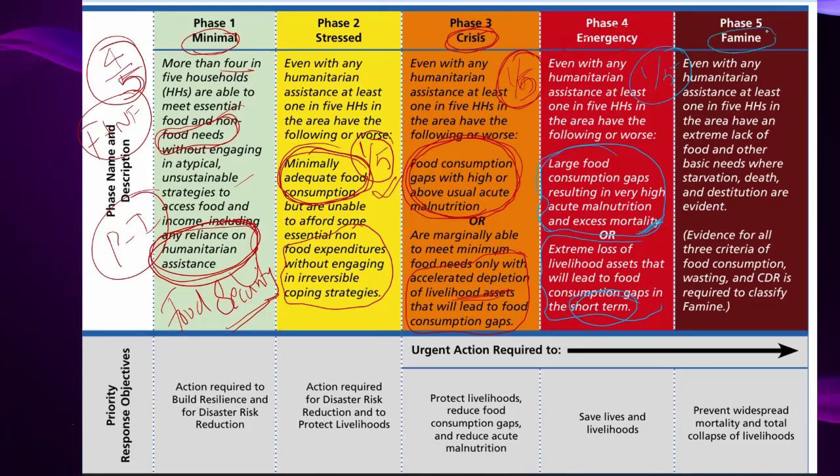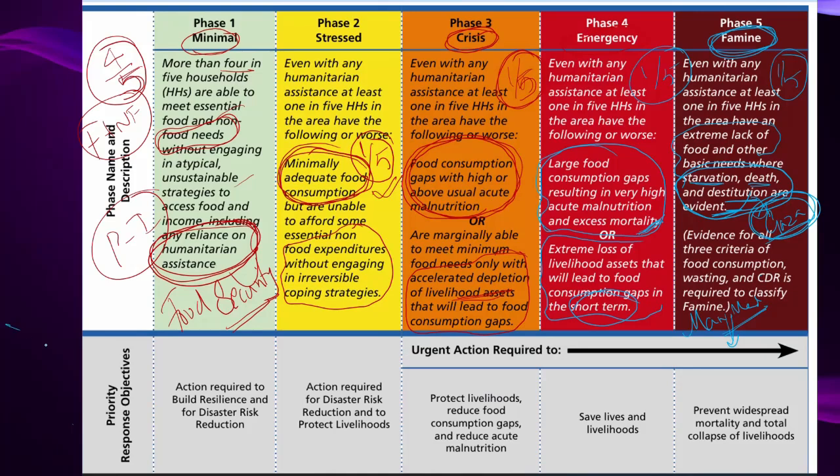And fifth comes famine. Even with any humanitarian assistance, at least 1 in 5 households have an extreme lack of food and other basic needs, where starvation, death, and destitution are evident. So these three are evident in the Gaza situation, right? The Gaza Strip. Regarding this, the IPC now considers that even man-made starvation can be considered a famine. So this is the classification of the phases.